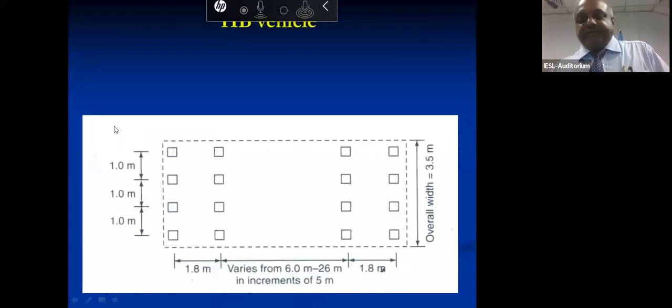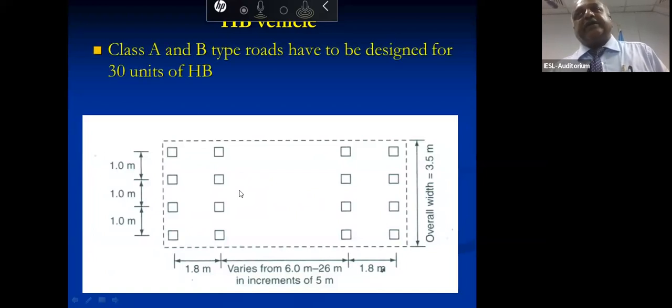Now, this is the HB vehicle having a total width of 3.5 meters, four axles. Each axle has 1 ton per unit. So four axles, 4 tons. 30 units, 120 tons. And you can see the length is variable, and the lowest length is 6 meters between these two axles. The maximum spacing is 26 meters between these two axles. The reason for stretching the vehicle is to ensure that we can keep two axles on one span, two axles on the other span, especially when we are doing continuous bridges. On the other hand, why we have 6 meters is we can keep the whole truck within one span.